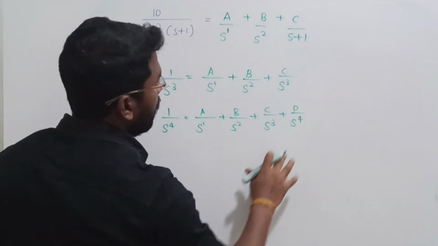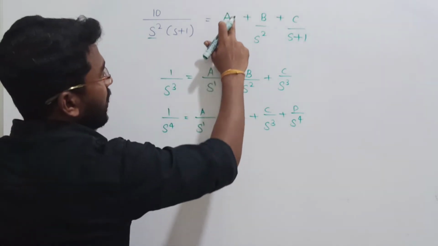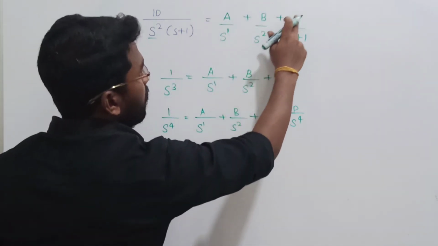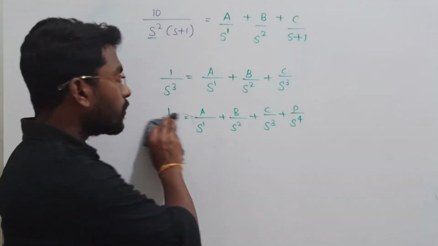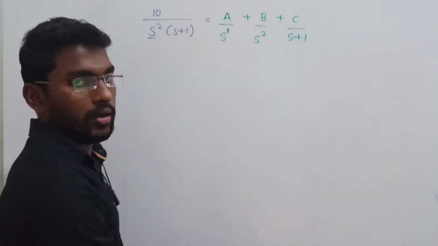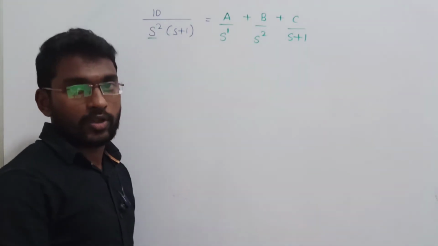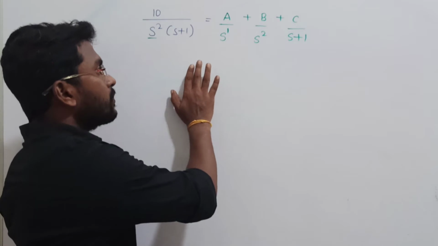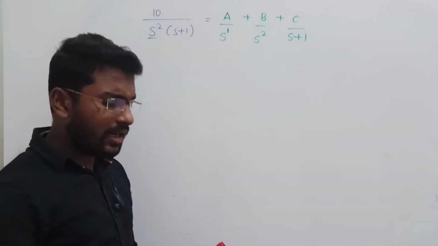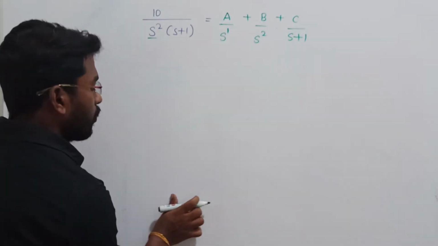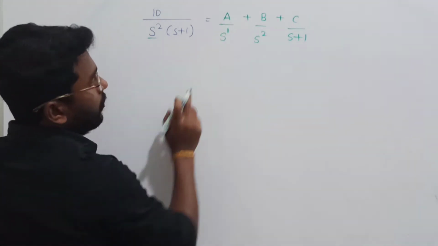This is the procedure. Now getting back to my system, I have only two poles. So it can be written as a by s power 1 plus b by s square plus c by s plus 1. Now the problem is to find the value of a only. Not a big problem, but you have to understand. This method will be slightly different from the previous one. Listen, how to find the value of a.